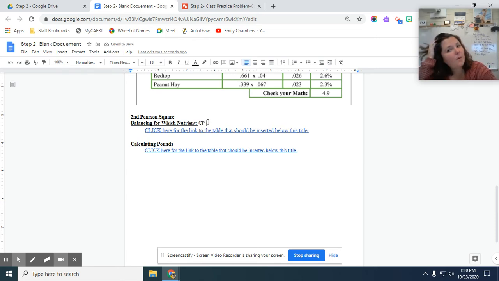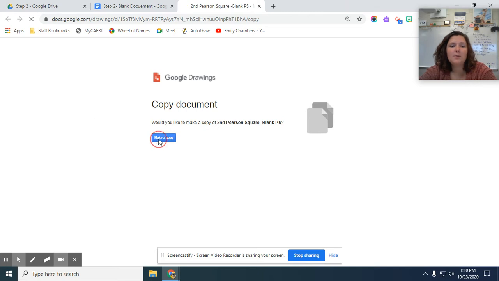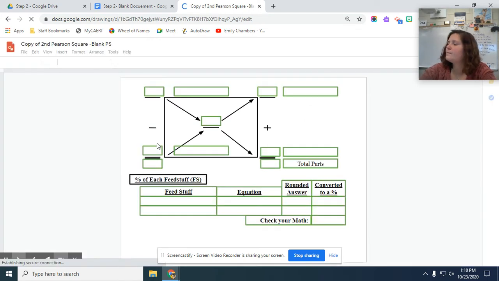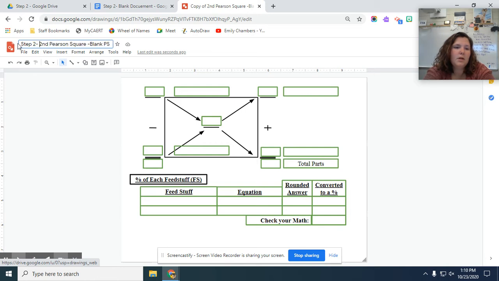So the second one, now we're balancing for crude protein. Again, we're going to open this document. We can close this one. It's going to prompt you to make a copy. Make a copy. And here's the second one. I'm going to change the name first thing, because else I'll forget. Step 2, class track.